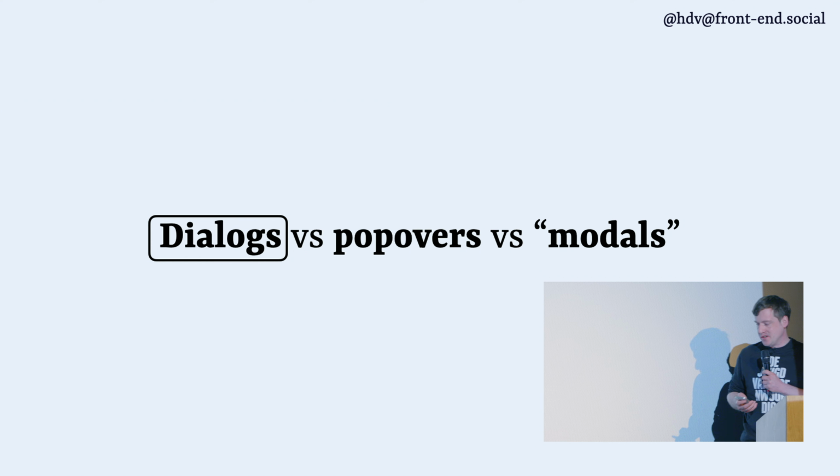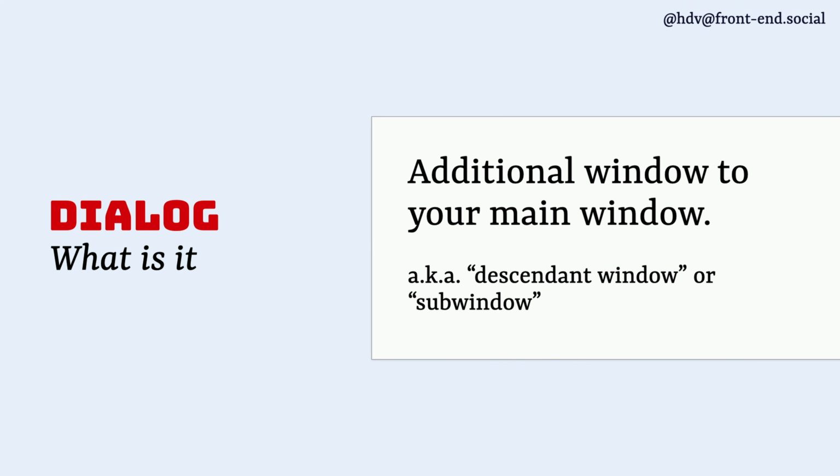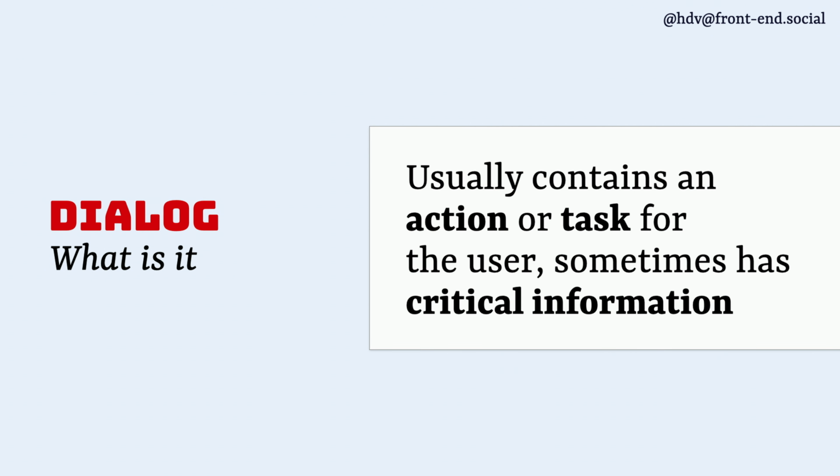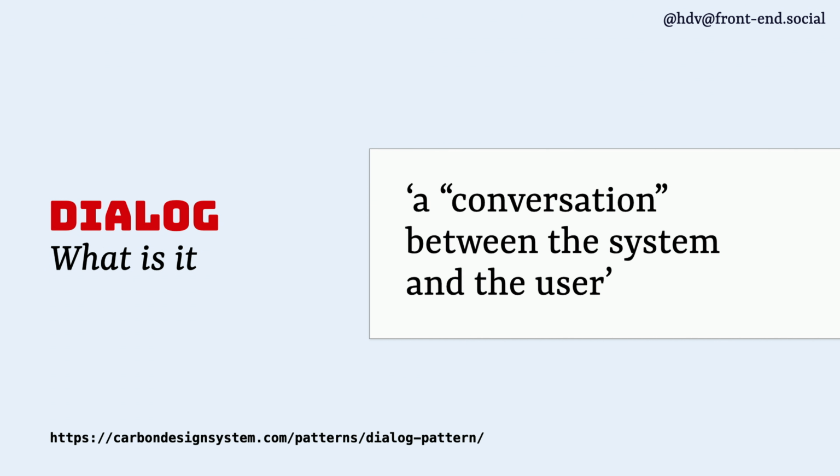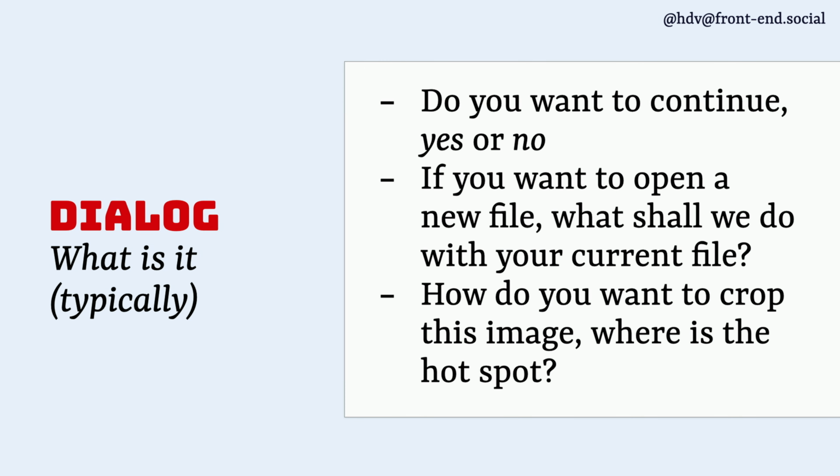We'll start with dialogs. So a dialog is basically an additional window to your main window. It's like a descendant window or a sub-window. Usually that contains a task or an action, something critical that the user needs to be aware of. It's also like a conversation, as it's described in some design systems, or a dialogue, if you will. And it contains things like, do you want to continue, yes or no? Or if you have a document and you're opening a new document, what do you want to do with the old one? How do you want to crop this image? It's all these kinds of things where the system wants to know stuff from the user. That's what a dialogue is in general.